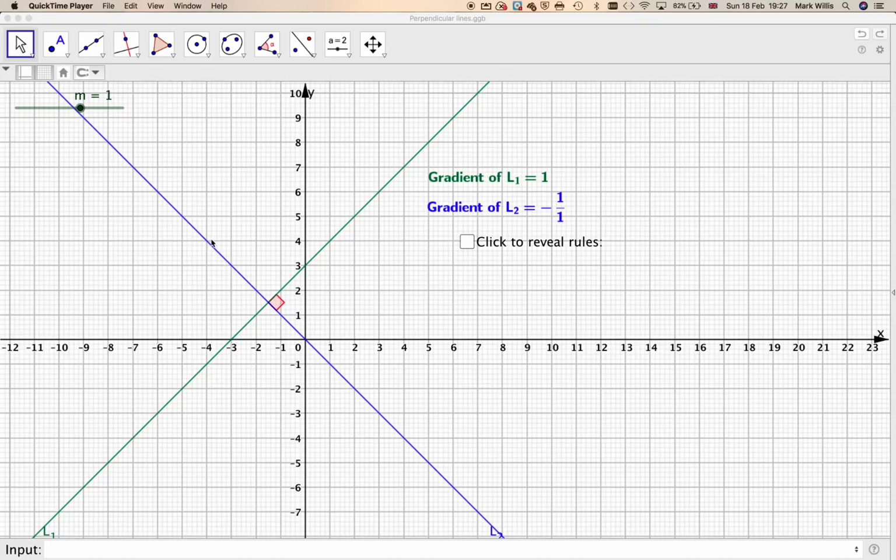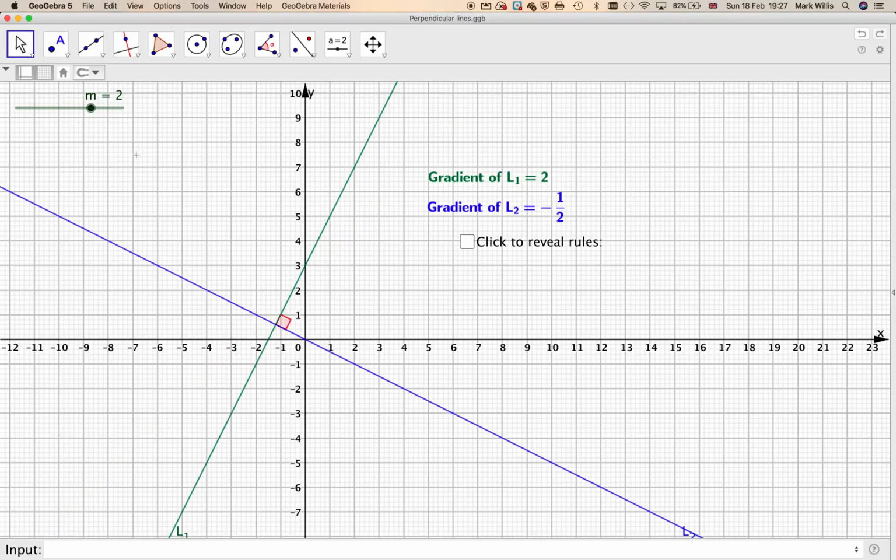And this line has a gradient of, for every one along, you go 1 down. So it has a gradient of -1. So the gradient of L1 at the moment is 1, and the gradient of L2 is -1 over 1. If I change the gradient to 2, they're still perpendicular.